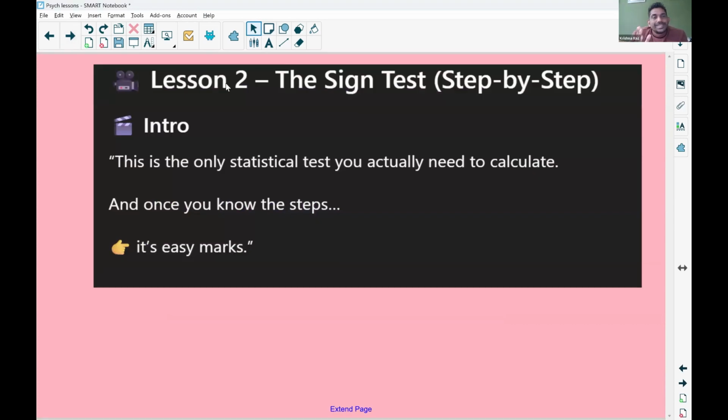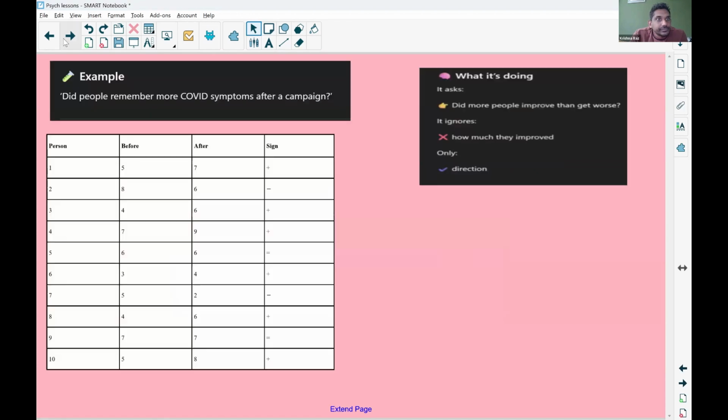So this is the only statistical test you actually need to calculate, and once you know the steps, it's easy marks, light work. The example I've got here is: did people remember more COVID symptoms after a campaign? With the sign test, we only care if there's an improvement or not.